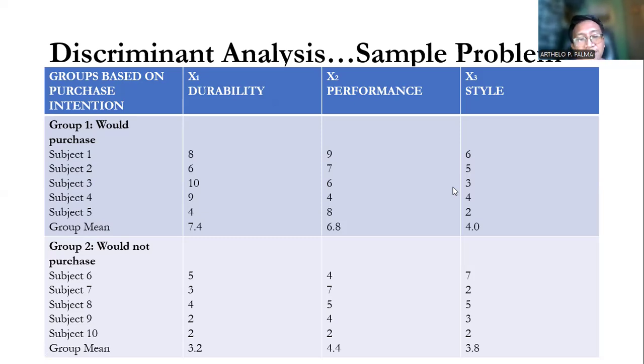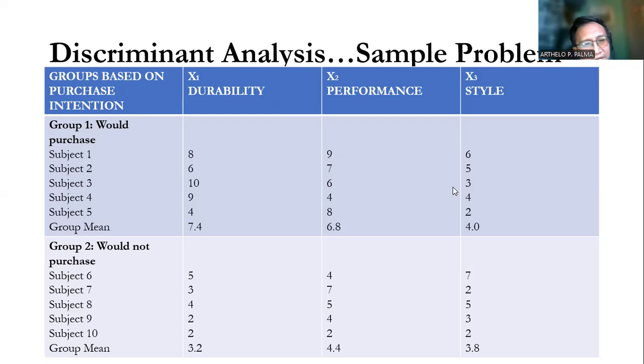And of course, our y here, the dependent variable, would consist of binary numbers, would purchase and would not purchase. When you use SPSS, you would place a value of 0 for would not purchase and 1 for would purchase. That's the value of y. It's either 0 or 1. Since subject 1 would purchase, the response of subject 1 for durability is 8, performance 9, and style 6, and so on and so forth.